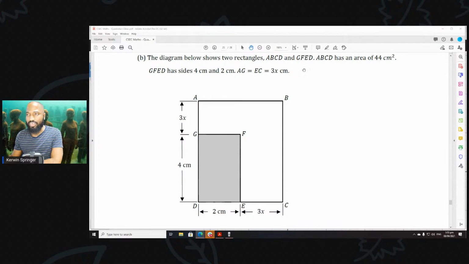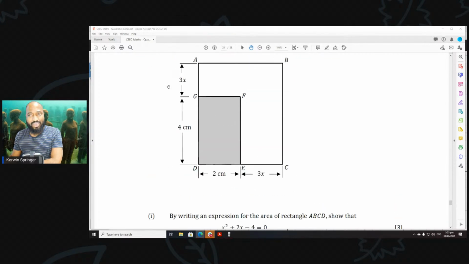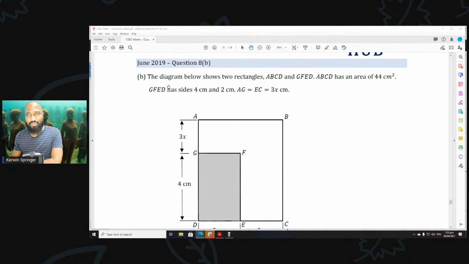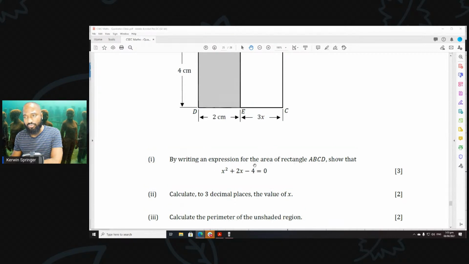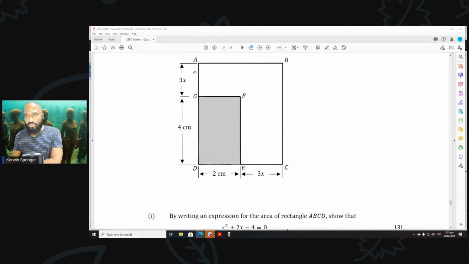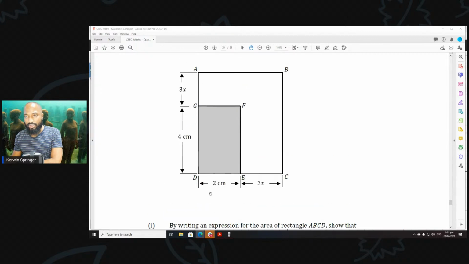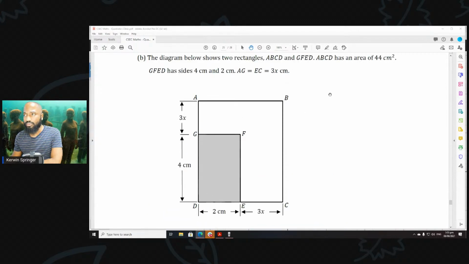Right, so we've seen everything there. I feel like I can do this question. By writing an expression for the area of the rectangle ABCD, show that x squared plus 2x minus 4 is equal to 0. ABCD, area of the rectangle. ABCD has an area of 44, right?